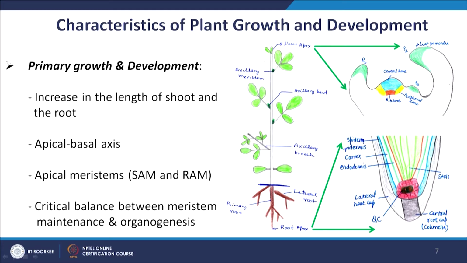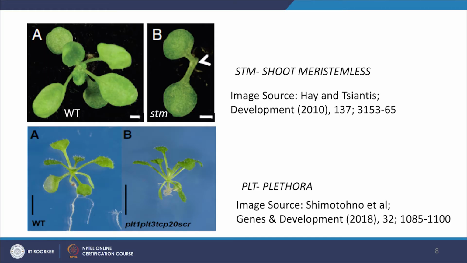In the root meristem, the stem cells are maintained here, and these stem cells are responsible for providing cells for the different tissues which are growing in the tip. And of course, this also has to be regulated. If you see this case, this is a mutant which is called STM. STM stands for shoot meristemless. So, in this mutant, the meristem is terminated.